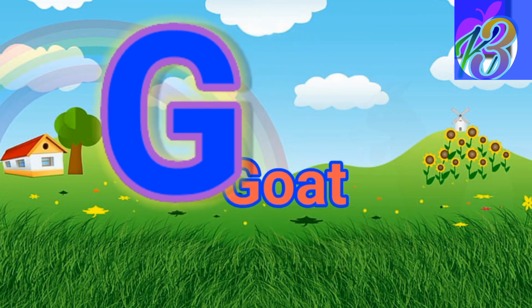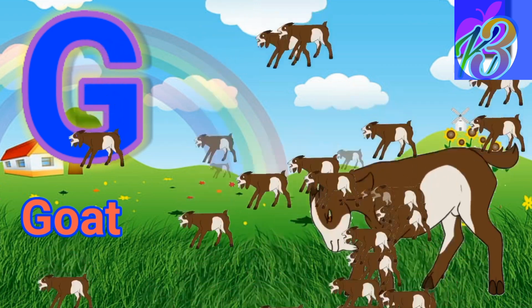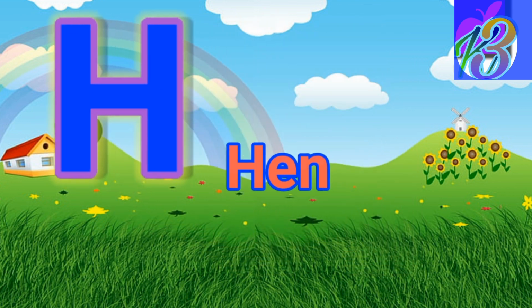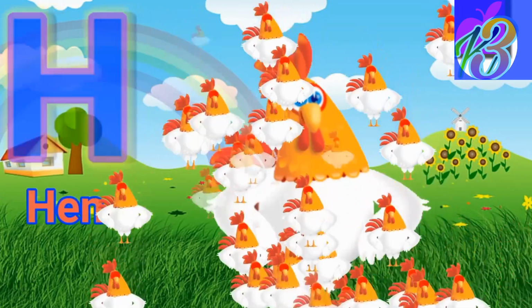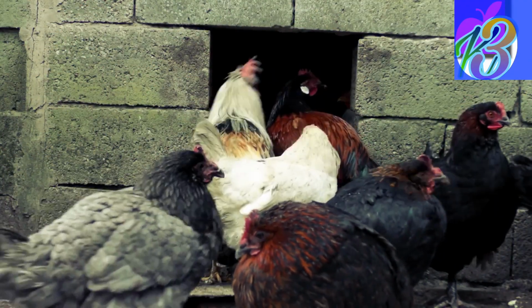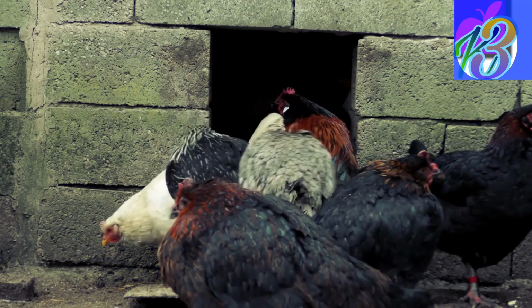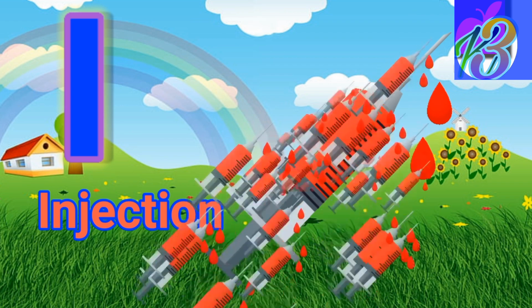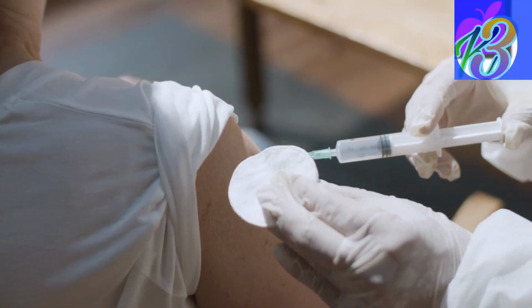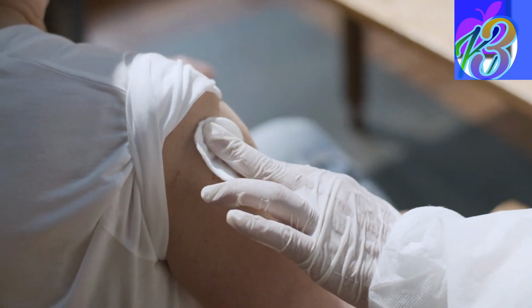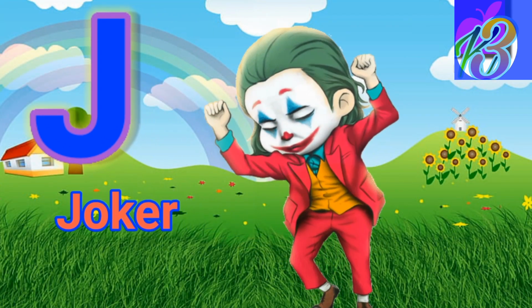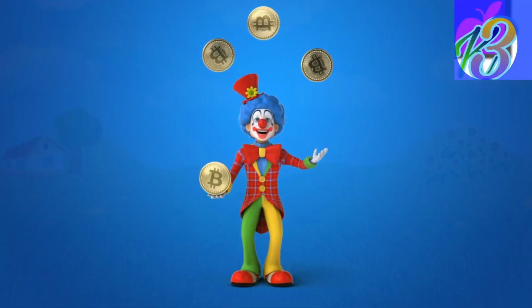G. G for goat. H. H for hen. I for injection. J. J for joker.